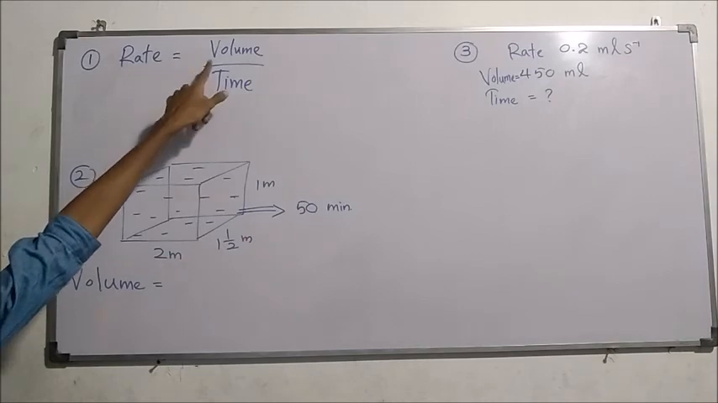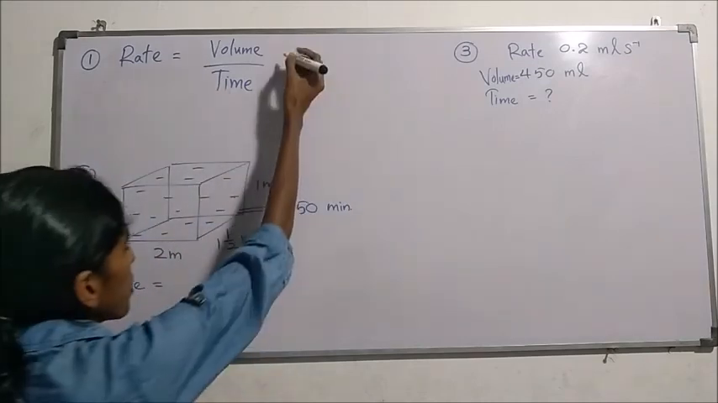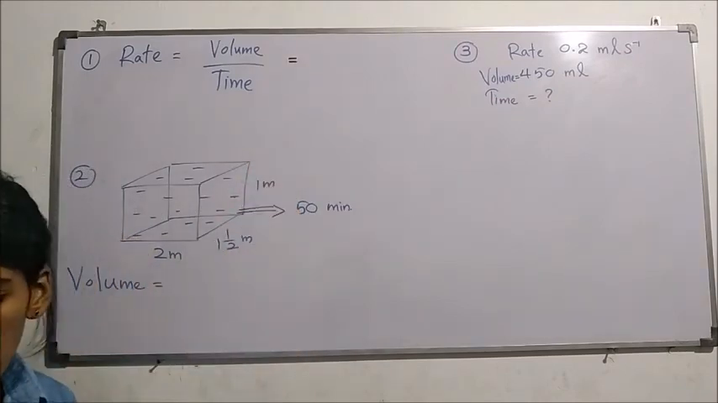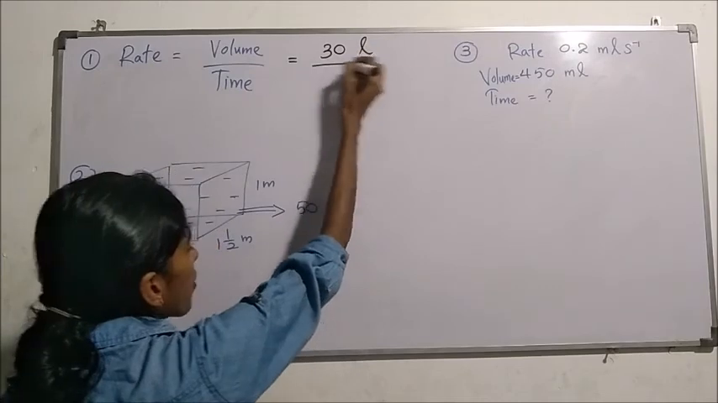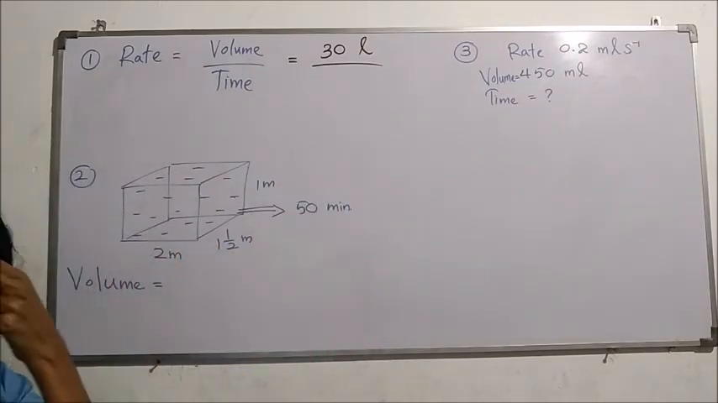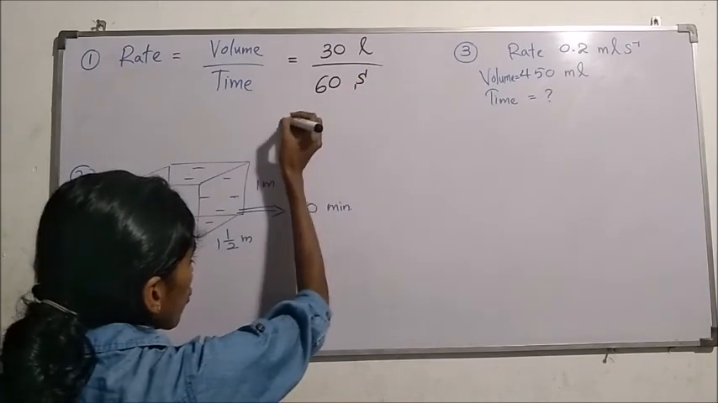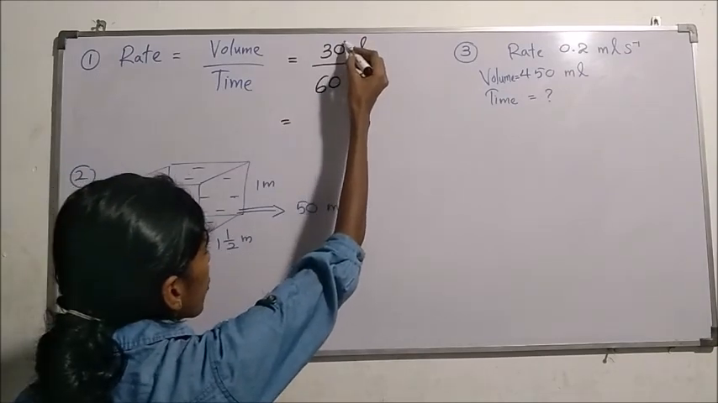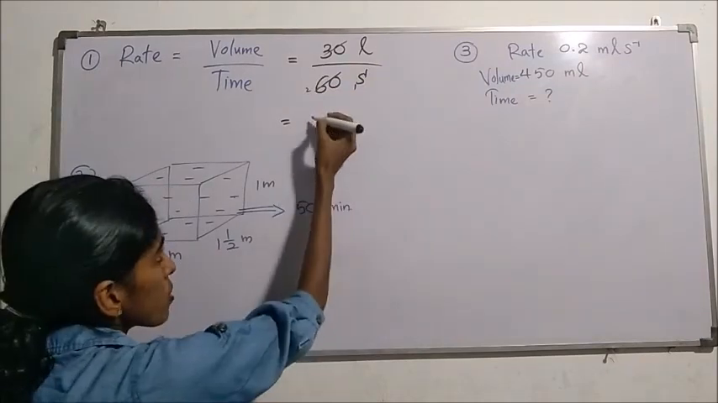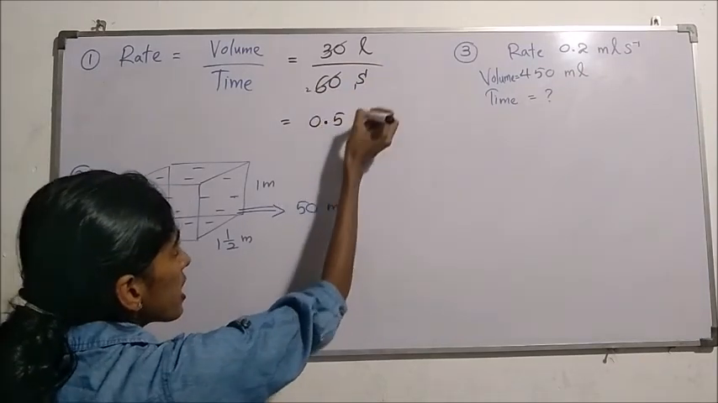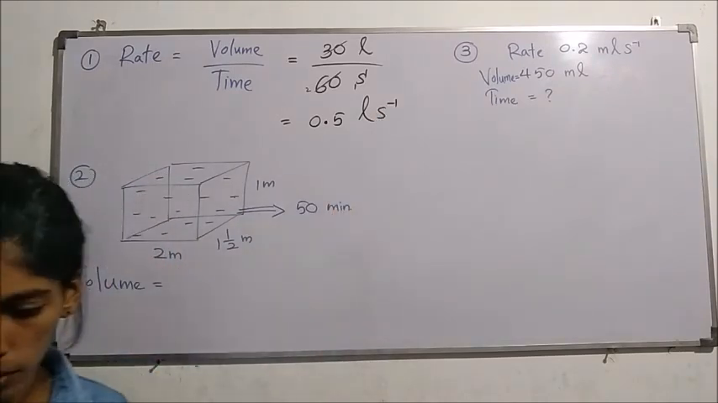To find the rate, the volume amount should be divided by the time taken to pump. The volume amount is 30 liters. I am writing the units also, and the time spent for that is 60 seconds. In short form I am writing. We know that it's 1/2, right? So you can write half or 0.5 liters per second. Half even can be written.